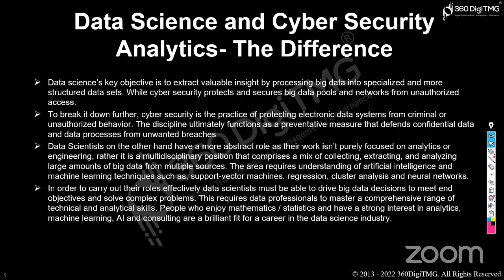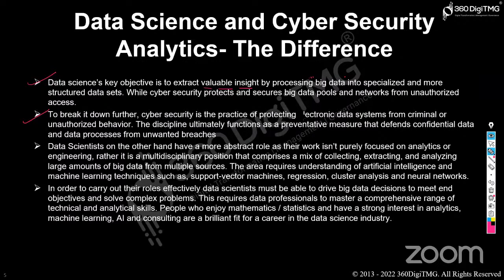So the key objective of data science, guys, is to extract valuable insight. And how does it do that? By processing your big data into specialized and more structured data. While cyber security protects and secures your big data pool and network from unauthorized access. That is one difference. What is another difference?